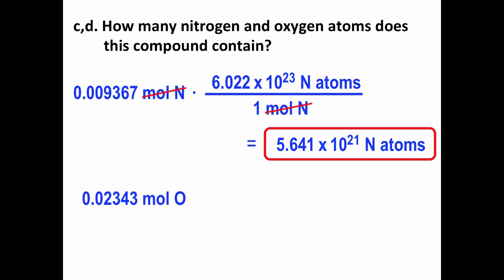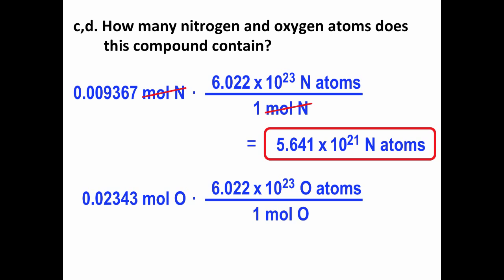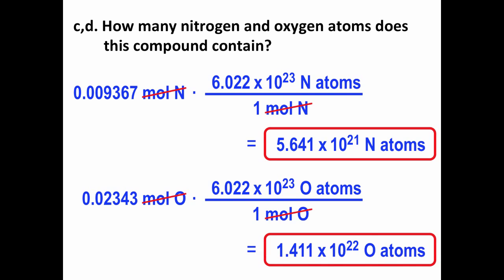We use the same process for oxygen, except we use the moles of oxygen. Same number of particles per mole, 6.022 times 10 to the 23rd oxygen atoms in 1 mole of oxygen. That's the conversion factor that lets us convert from moles into atoms for oxygen, and we get 1.411 times 10 to the 22nd oxygen atoms.